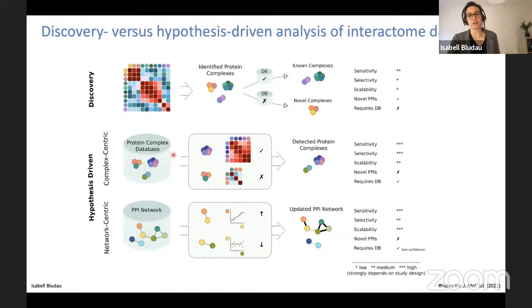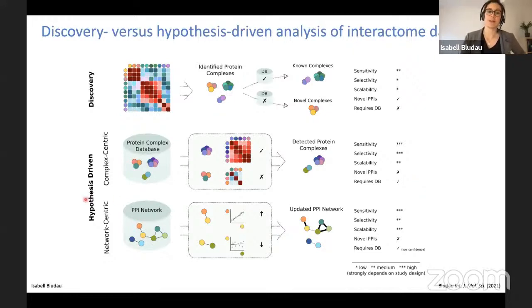On the complex-centric side, we are in a different situation. We actually require prior information to start our analysis, and we have the downside that we cannot detect novel complexes. However, we have a significantly boosted sensitivity and selectivity because we can use this target-decoy approach to really figure out statistically significant protein complex signals in our data.